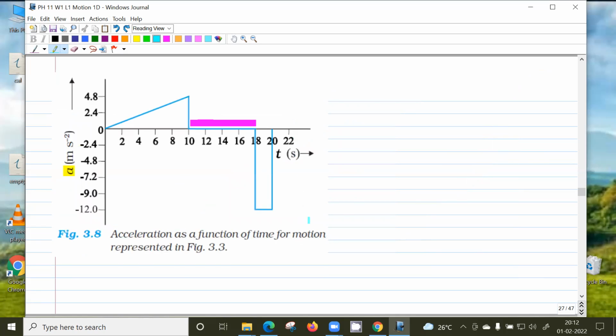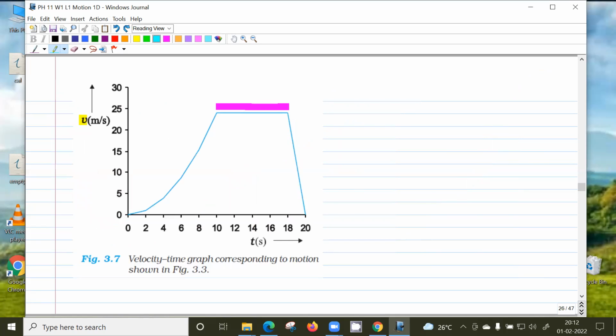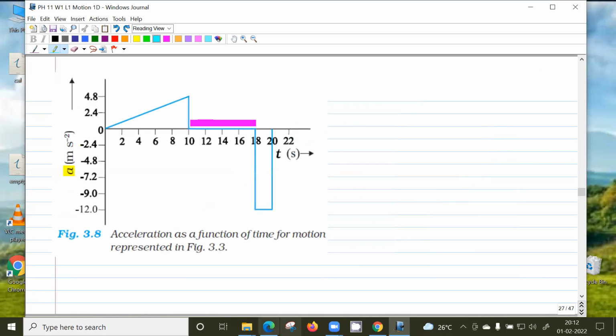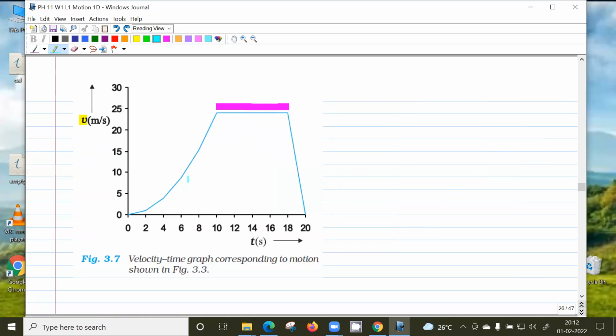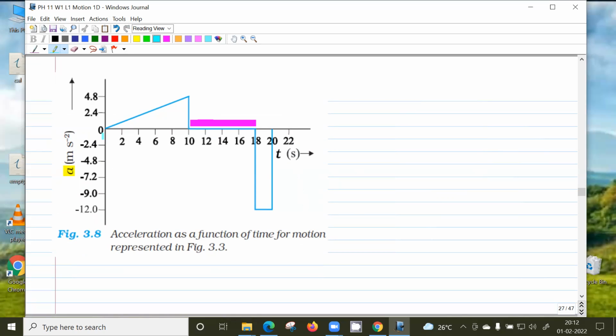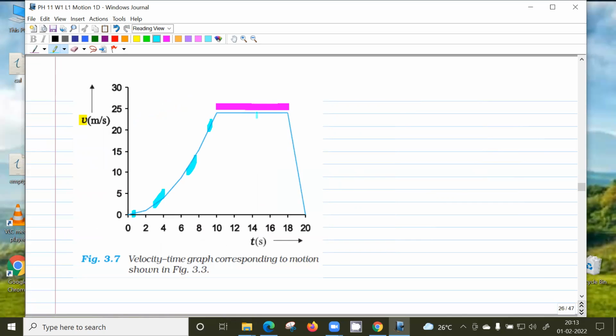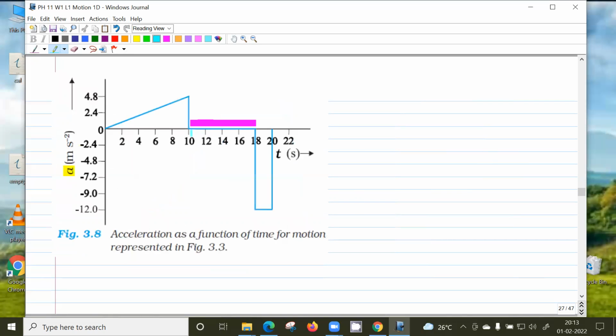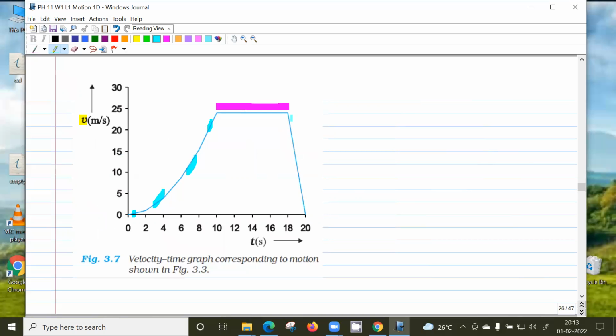So acceleration is how fast the velocity is changing. If you take how the slope of this curve is changing, it will come like this. From 0 to 10 seconds, the slope is constantly increasing, right? That means acceleration is positive. Acceleration is the slope of this curve. And it's always positive. Initially it's less steep, and it's becoming more and more steep, right? So acceleration is 0 here, and then it increases to some value at 10. And from 10 to 18, the slope is 0. That's why acceleration is 0 from 10 to 18. And after that, this is a negative slope.